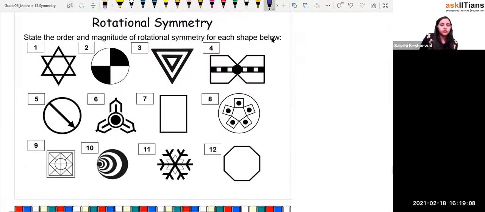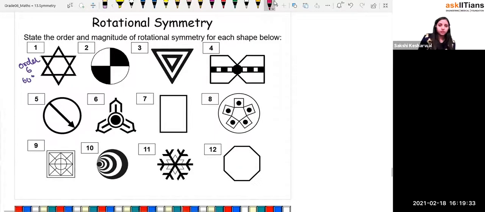Okay. Now state the order and the magnitude of the rotation symmetry of the following, right? So if you just see, this is 1, 2, 3, 4, 5, 6. So the order of symmetry will be what? The order is equal to 6, right? And the magnitude will be 360 divided by 6, which is equal to how much, beta? 60 degrees, right?